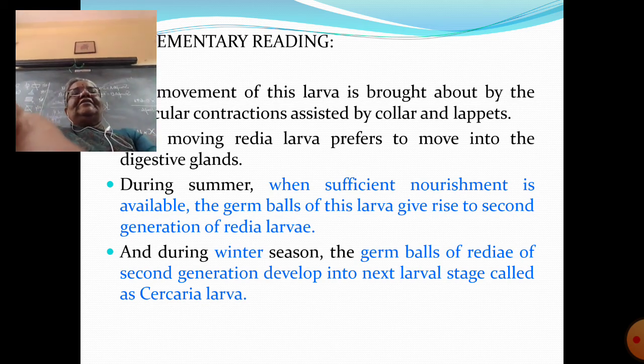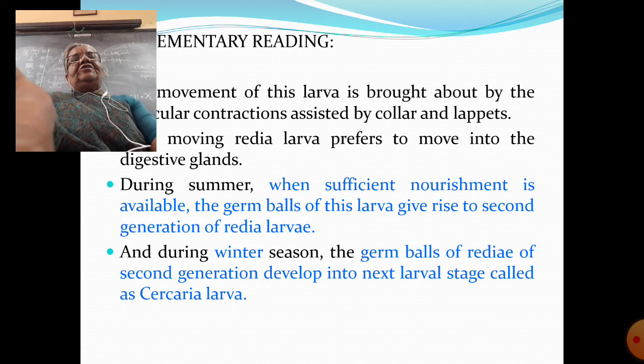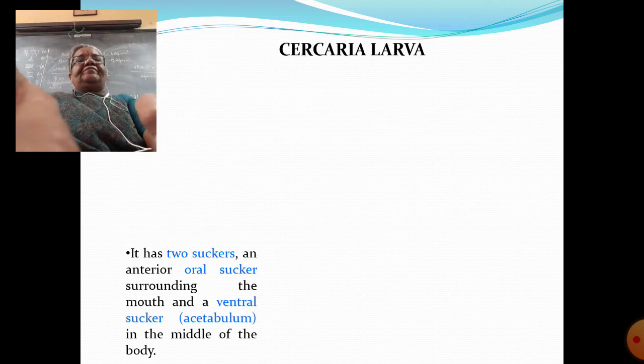Okay, this slide is a sort of supplementary reading for you. For more details, you can always refer to your theory notes or study material.